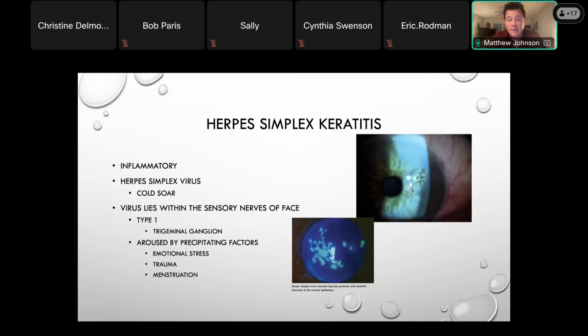This is an inflammatory disease that literally comes from the herpes simplex virus. You may have heard of those. You may have a cold sore on your lips. Well, this is a cold sore on the eye.